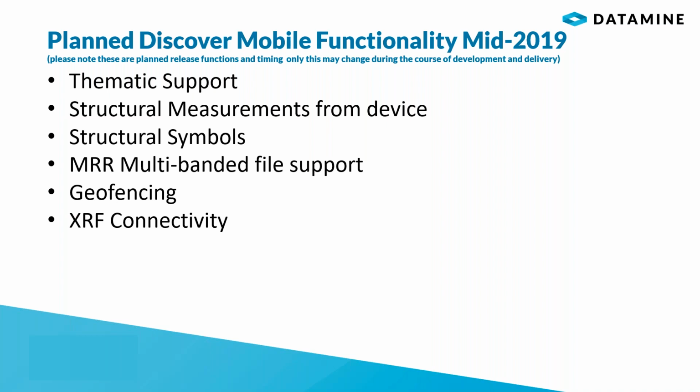The geofencing, let's say you have a bunch of tenement boundaries and you want an alarm to go off once you cross the border of your tenement. You can set something up like that. And then the XRF connectivity. The developers are currently speaking to the people at Olympus and Niton to get that up. You'll be able to take your XRF entries, so the element and attribute data, and visualize it as a thematic map as well. So really enhancing the interoperability.